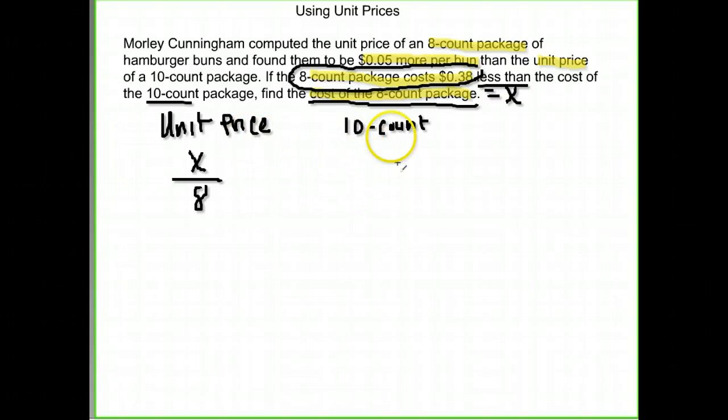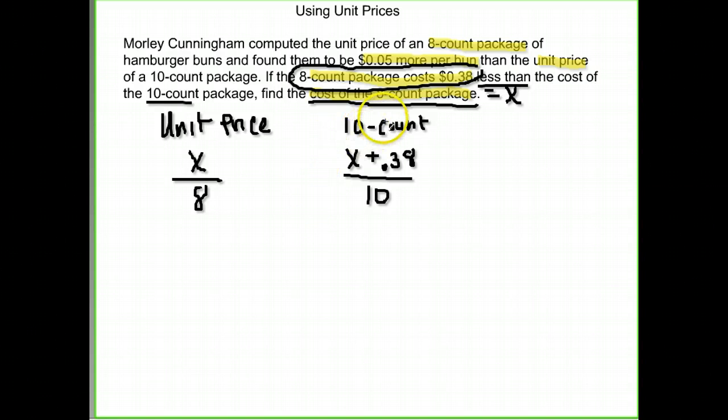So the cost of a 10-count package is something I need to write down, its unit price. The price of a 10-count package is X, the 8-count package, plus 38 more cents, so that it costs 38 cents more than the 8-count package. And then we divide that by how many are in the package? 10. Oh, we need an equation. Somehow we need to make this into an equation.